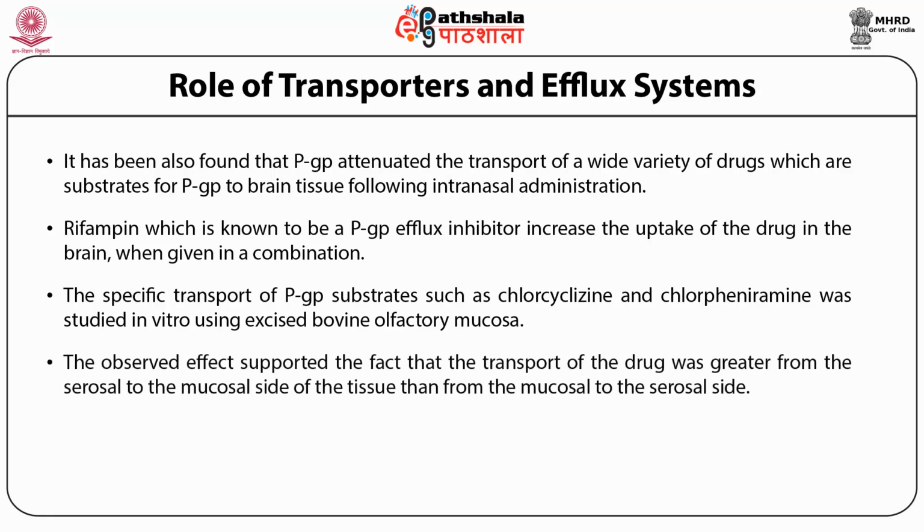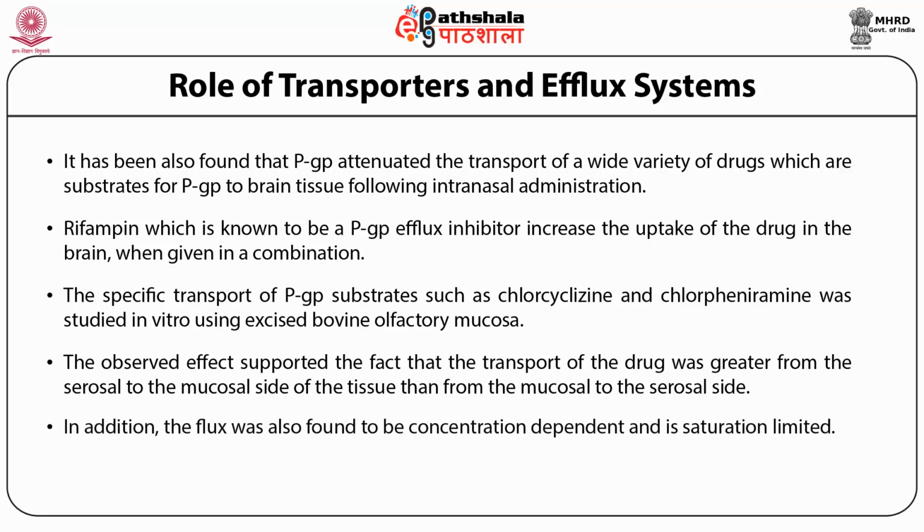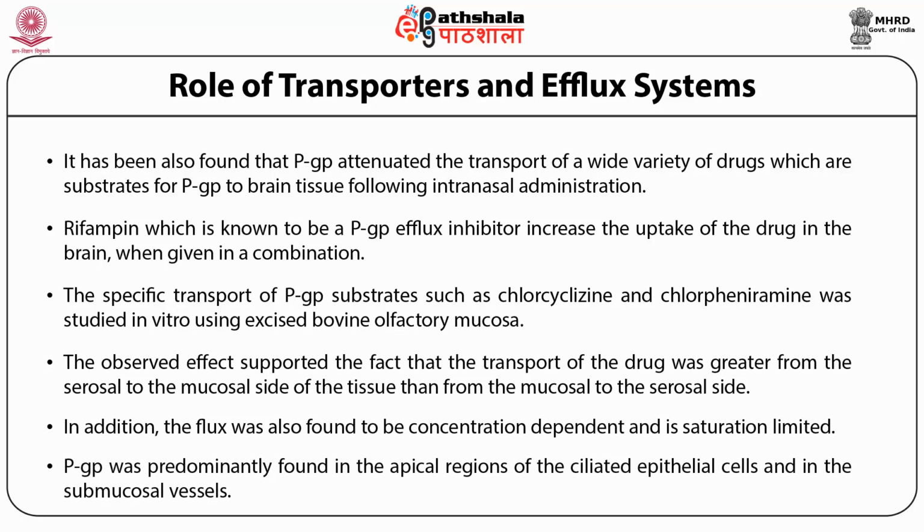The observed effects supported the fact that the transport of the drug was greater from the serosal to the mucosal side of the tissue than from the mucosal to the serosal side. In addition, the flux was also found to be concentration dependent and saturation limited. P-glycoprotein was predominantly found in the apical regions of the ciliated epithelial cells and in the submucosal vessels.